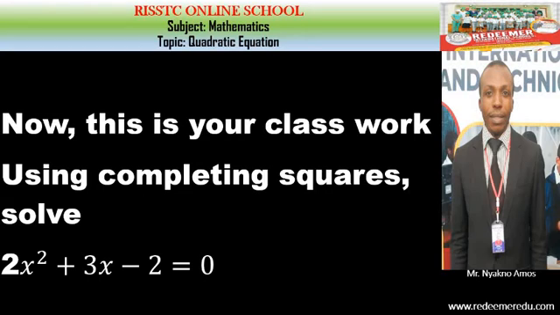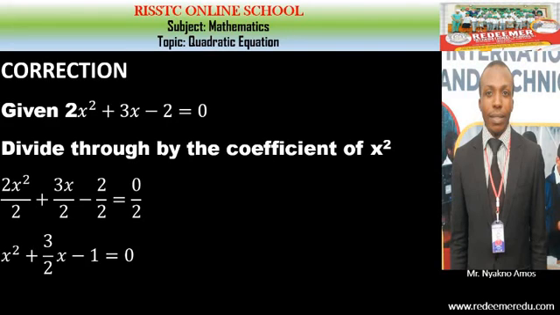Okay, I believe that you finished solving it. Now let's do the correction together. Carry your workings and check if it corresponds with mine. You were given 2x squared plus 3x minus 2 is equal to 0. Now all you need to do is to divide through by the coefficient of x squared.